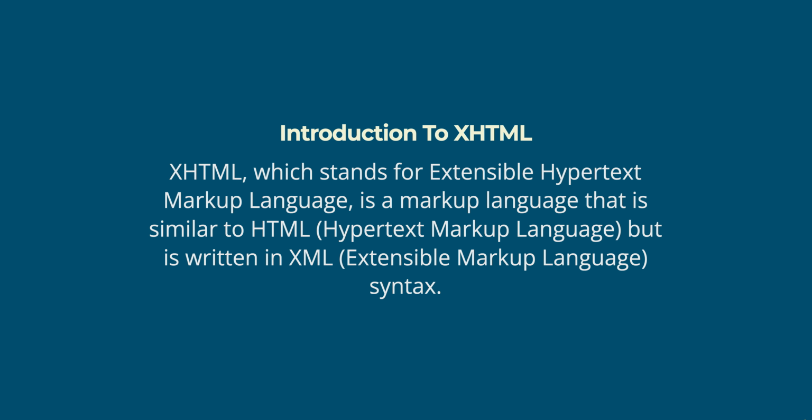XHTML, which stands for Extensible Hypertext Markup Language, is a markup language that is similar to HTML, but is written in XML. It was developed as a way to make HTML more flexible and adaptable for use in a wide range of applications and devices. XHTML is designed to be backward compatible with HTML.